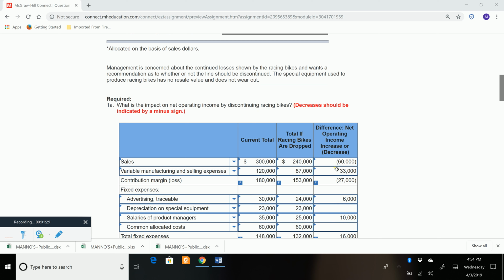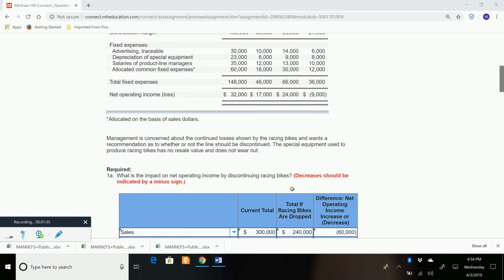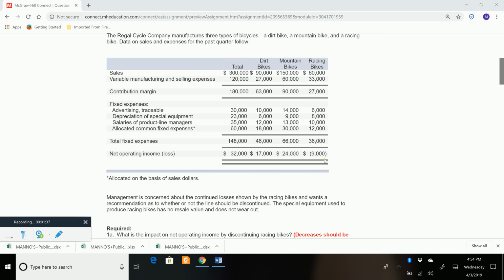So when we actually look at the details of the current, like we said, was $32,000, and the racing bikes, we're thinking it loses $9,000, but is that really true? Well, let's think about this. Would we lose the sales if we dropped the racing bike? Absolutely. Would we lose our variable overhead? Yeah, we would. We would lose $27,000 in contribution margin.